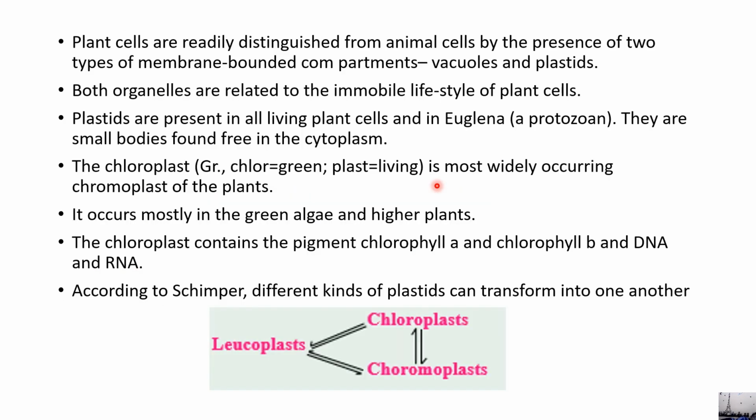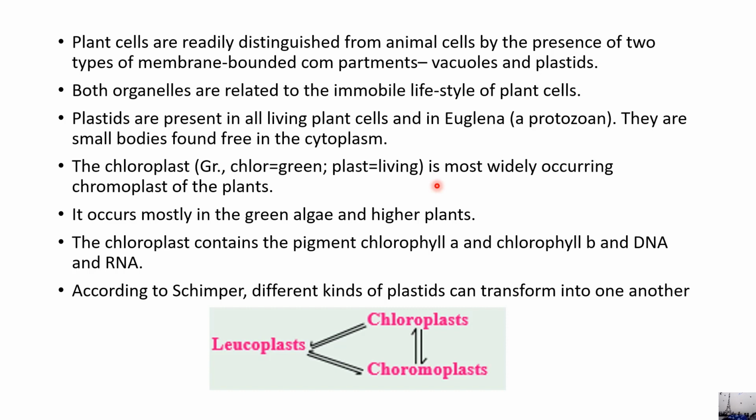Okay. Now, if we start talking about plant cells, plant cells are readily distinguished from animal cells by the presence of two types of membrane-bounded compartments, vacuoles and plastids. Both organelles are related to the sedentary lifestyle of plant cells. Plastids are present in all living plant cells and in Euglena.